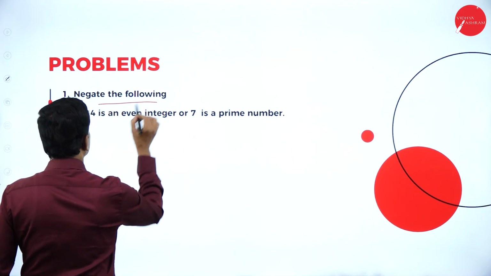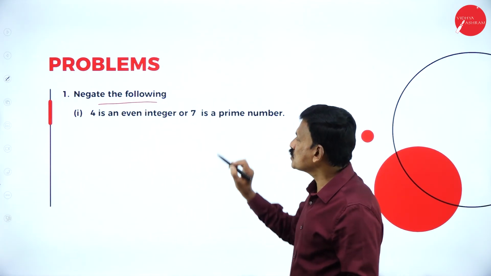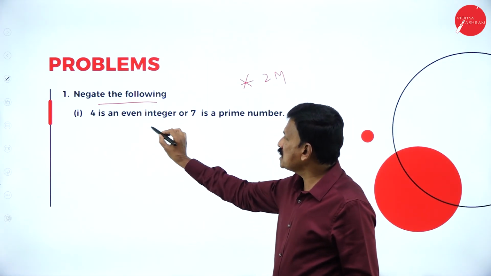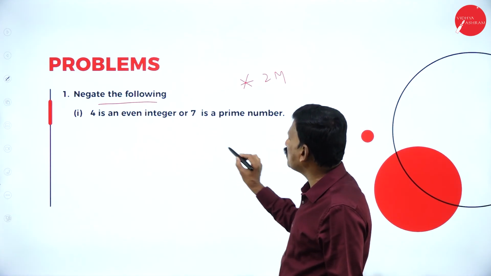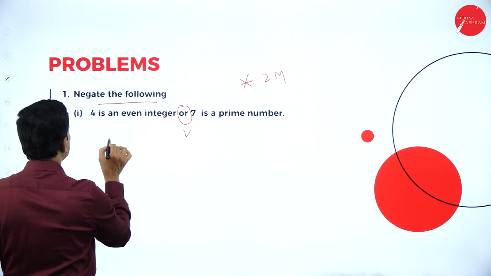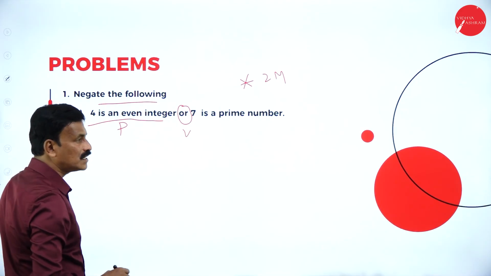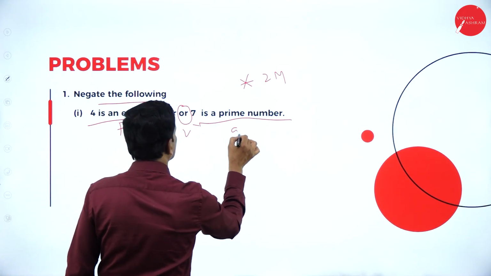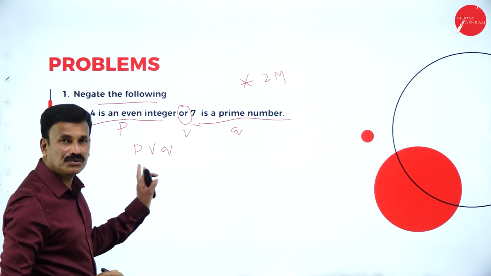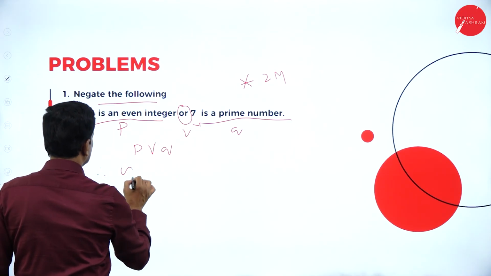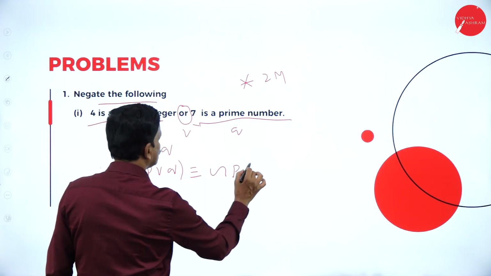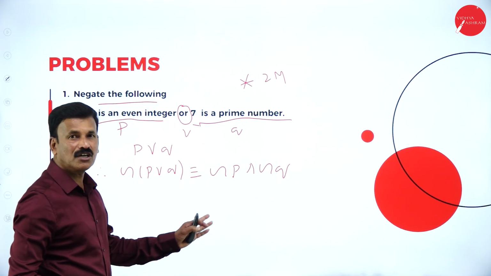What is the problem? Here, negate the following. So a verbal statement is given. So we have to negate this verbal statement. This is also very important for 2 marks. 4 is an even integer or 7 is a prime number. So these two are connected by or. Or is nothing but disjunction. So this is P. P means 4 is an even integer. This is Q, 7 is a prime number. So here this is given by P disjunction Q. Now we have to negate this. So therefore negation of P disjunction Q is equal to negation P and disjunction becomes conjunction, negation Q. Negation of P conjunction negation Q.